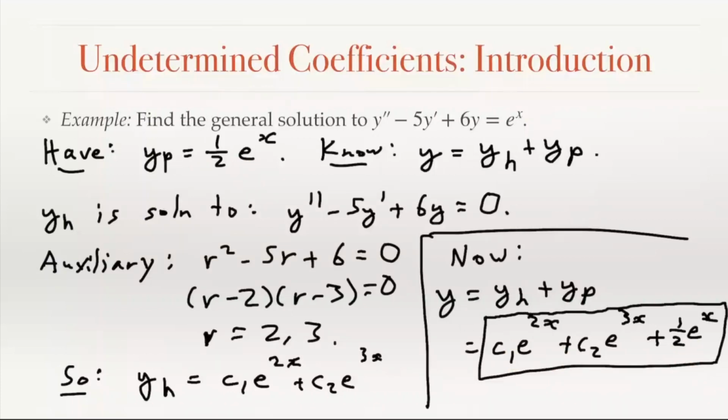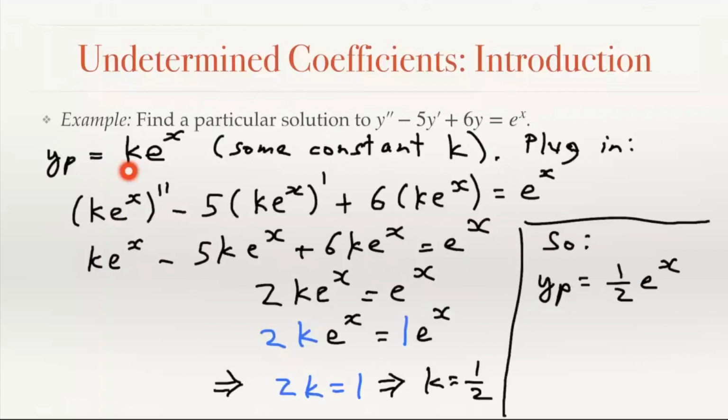So what we're going to be learning is how to correctly, quote, guess what form to plug in in order to get a particular solution. In this case, the right-hand side was e to the x, so we guessed k times e to the x, because the derivative of e to the x is itself.